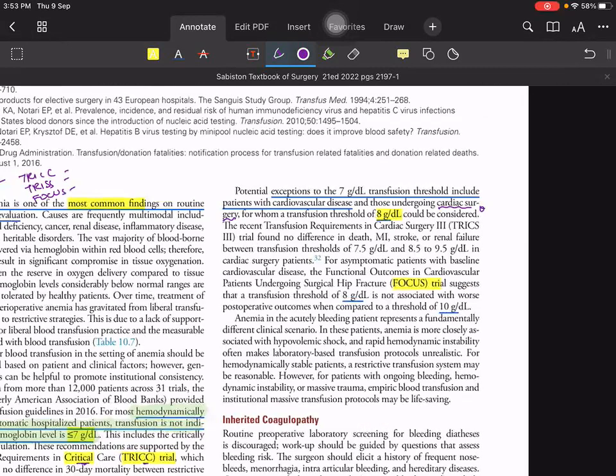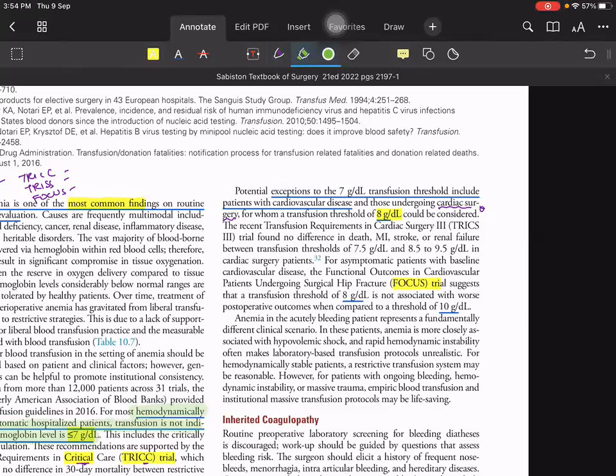Another potential exception to the 7 gram per deciliter transfusion threshold includes a patient with cardiovascular disease, number 1, and those having cardiac surgery, for whom the transfusion threshold is 8. So for one who is planned for cardiac surgery, you should not keep the threshold as 7. You can give this threshold as 8. That is another MCQ.